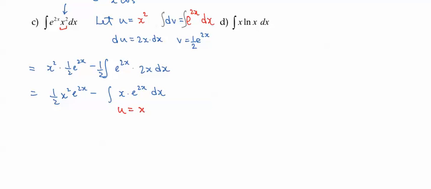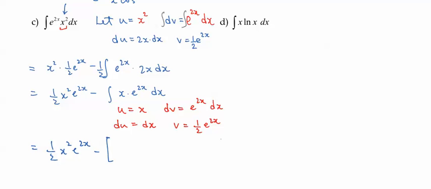I'll let u be x again, and dv equals e to the 2x dx. And differentiating this will give us dx. Integrating this will give us another 1/2 of e to the 2x. That means we will now be using another by parts to get this done. It will be u times v minus the integral of v du.